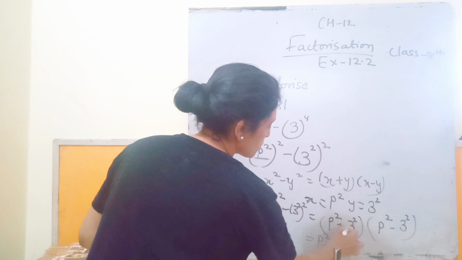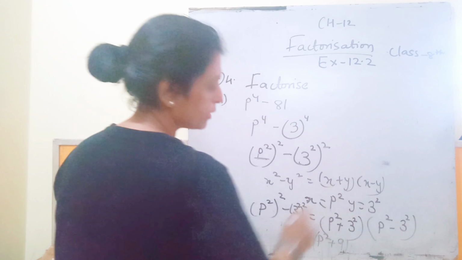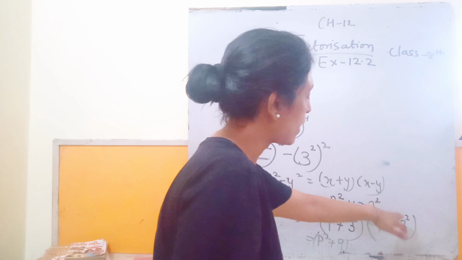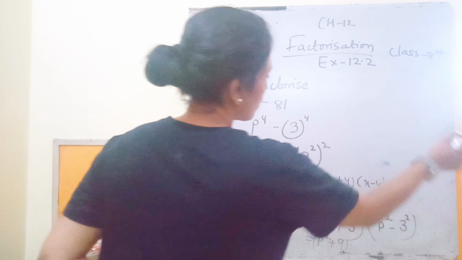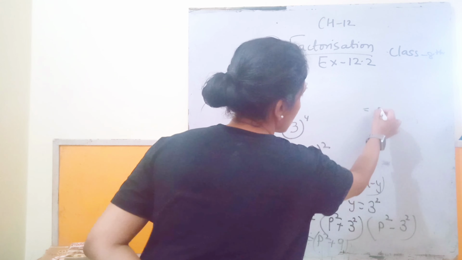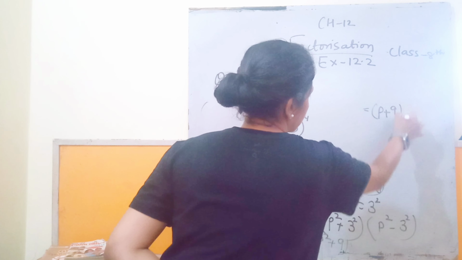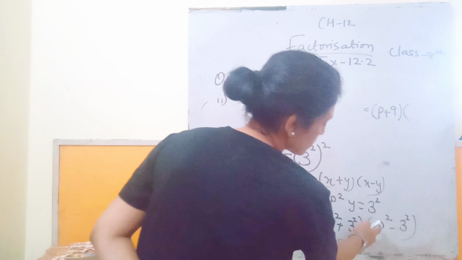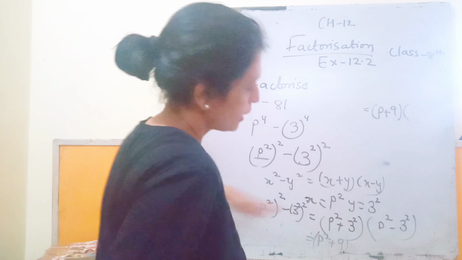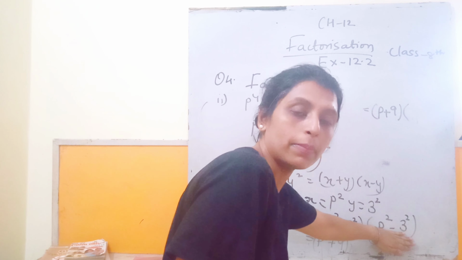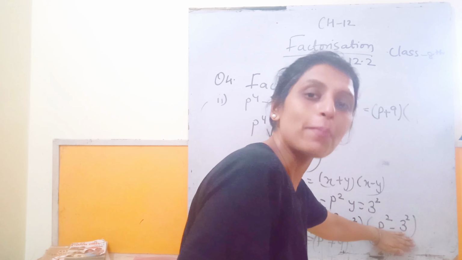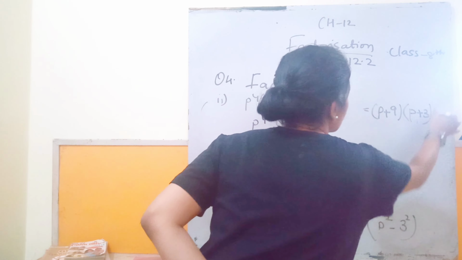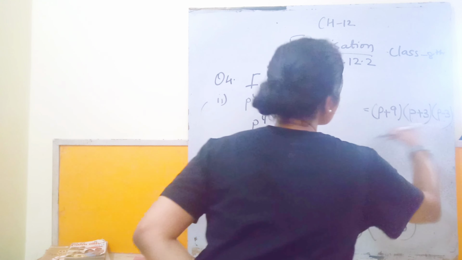Children, now p square plus 3 square you can write as 9. Now again using the identity x square minus y square, we can write this as x plus y, x minus y. Here x is your p and y is your 3. In this, again we have to apply the identity x square minus y square. So we'll get p plus 3 multiplied by p minus 3.